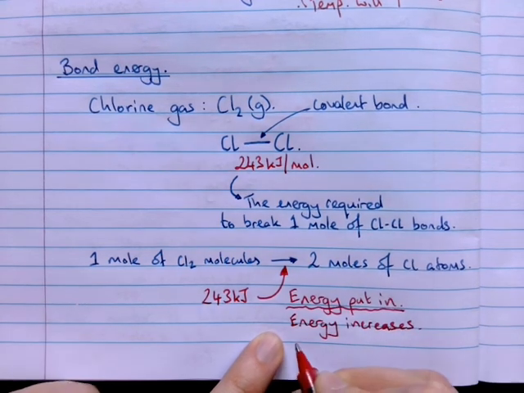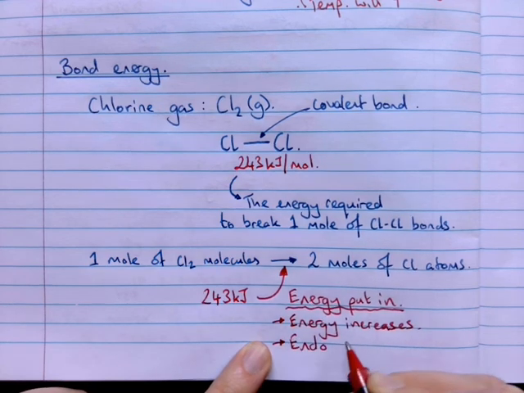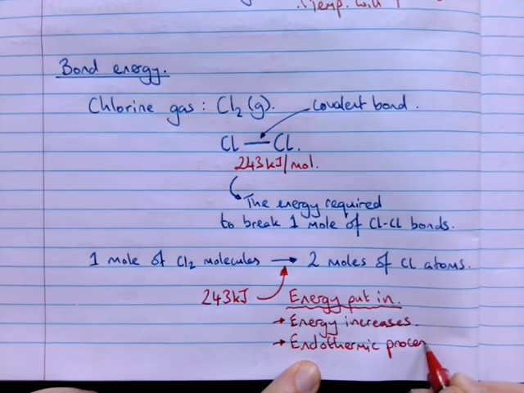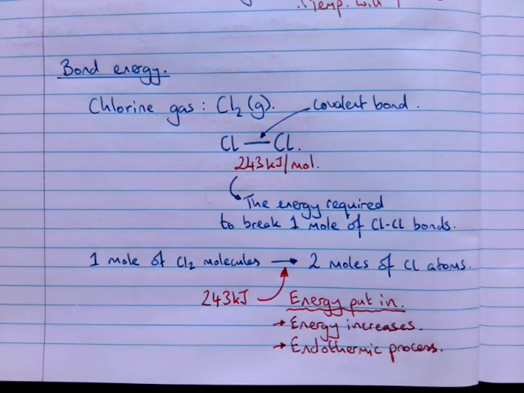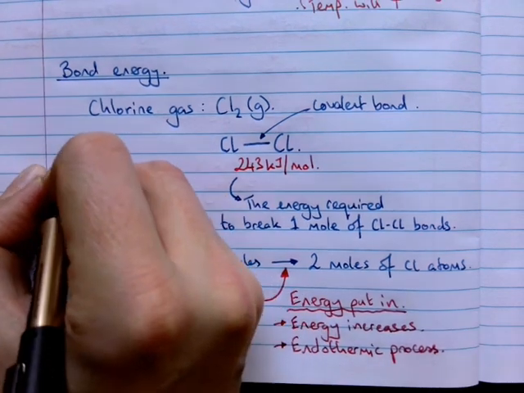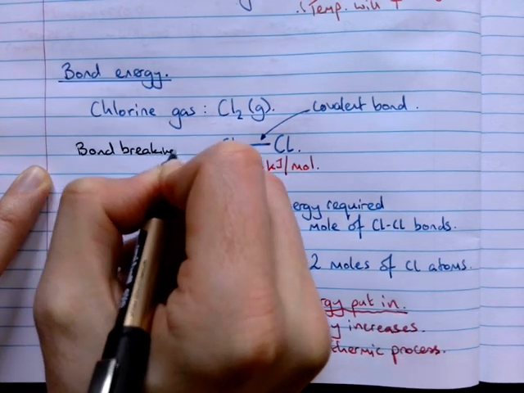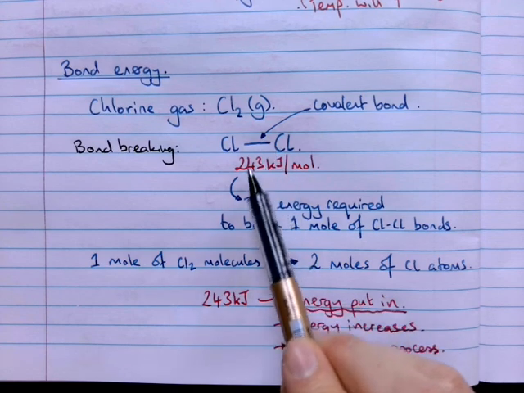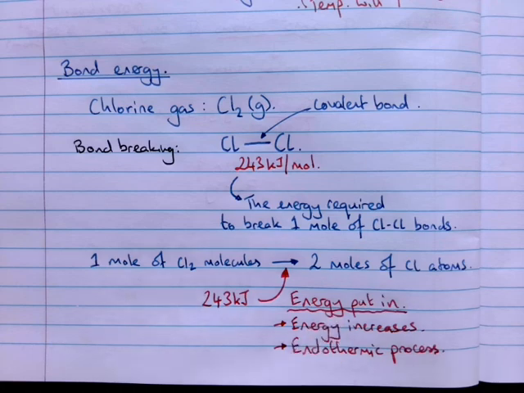Energy increases, which means that it is an endothermic process. Okay, so we should make this clear: at the moment we're talking about bond breaking. In order to break 1 mole of these chlorine-chlorine bonds, we need to put in 243 kilojoules of energy, and then we get our atoms out at the end.